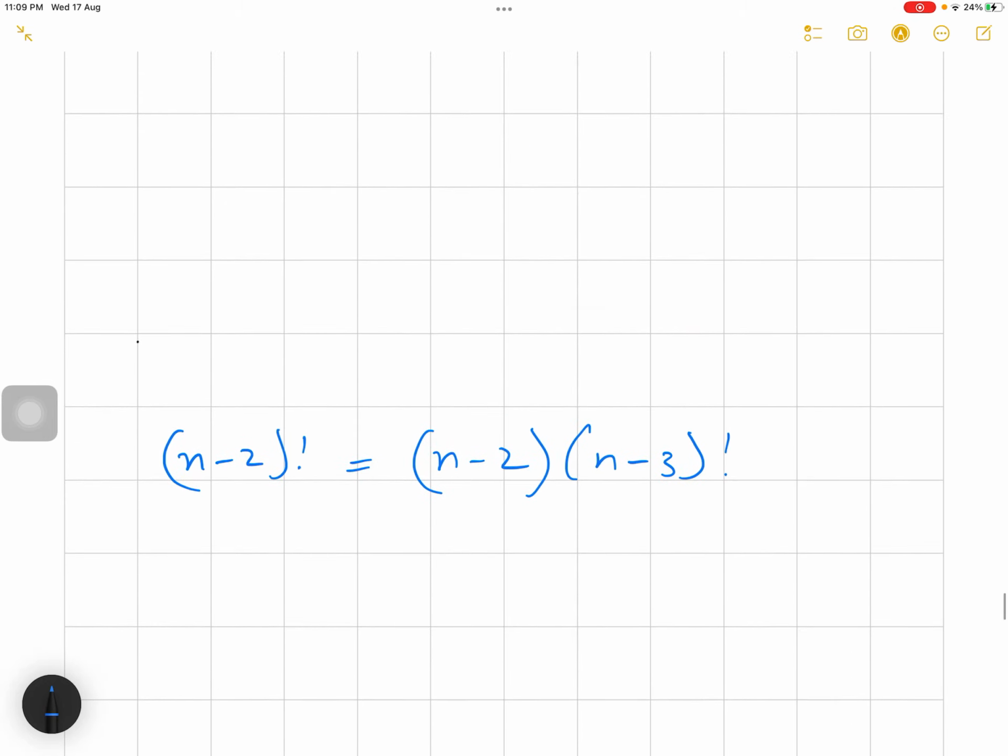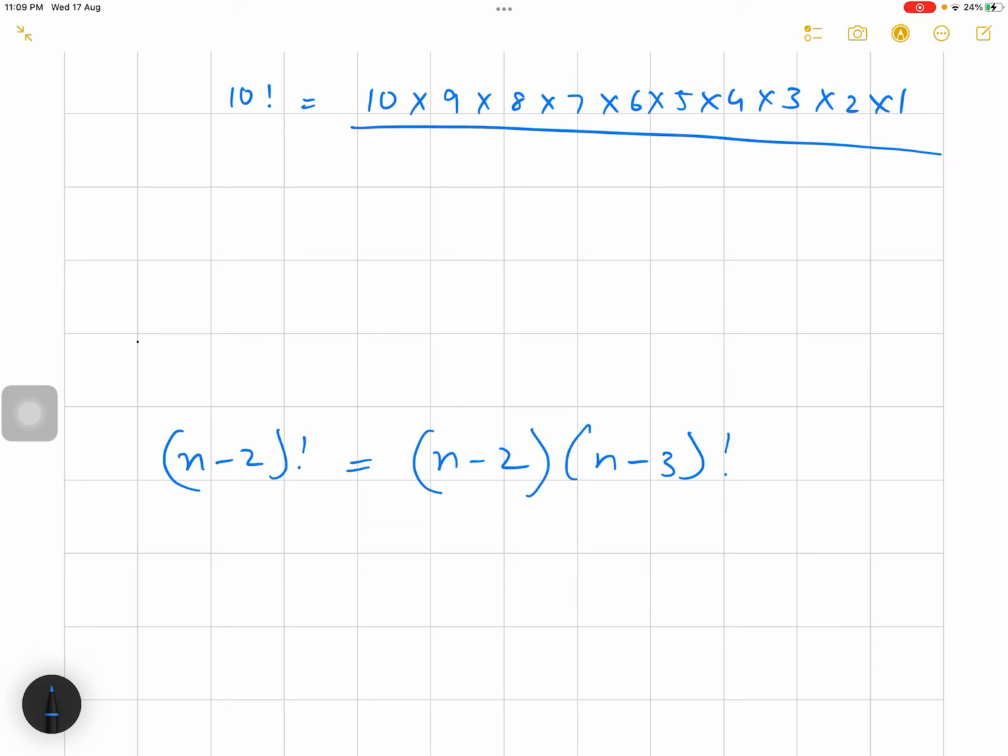Suppose I'm writing 10 factorial. 10 factorial is 10 into 9 into 8 into 7 into 6 into 5 into 4 into 3 into 2 into 1, right? So 9 into 8 into 7 into 6 and so on down to 1 is 9 factorial. That means I can write 10 factorial as 10 into 9 factorial, right?